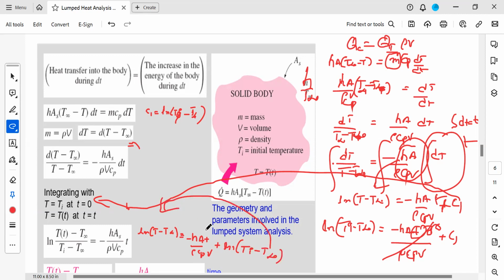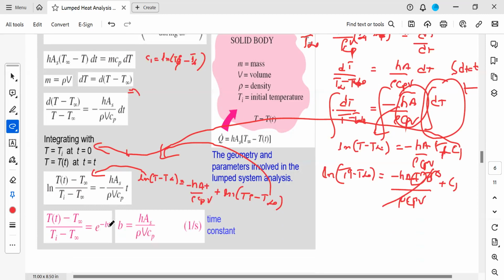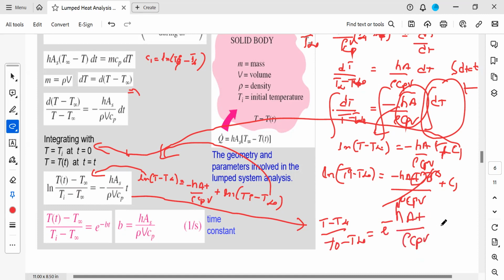Now we use log A minus log B, and we get this form, that is ln of T minus T infinity divided by Ti minus T infinity is equal to e power minus hA by rho CpV times t. If you take ln to the other side, the equation becomes (T minus T infinity) divided by (Ti minus T infinity) is equal to e power minus hAt by rho CpV.